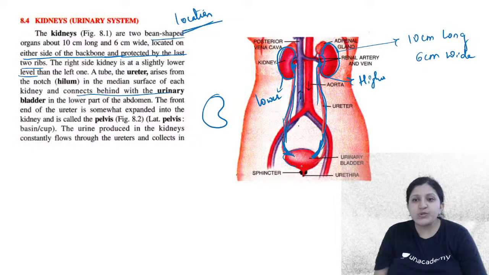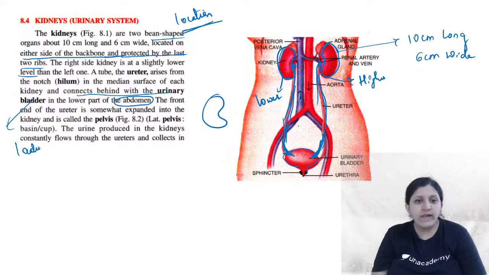So this one, what is this? This is actually the urinary bladder, in the lower part of the abdomen. So this is the location of the urinary bladder. Okay, so with respect to the ureter, you can write: a tube that enters. So basically the tube that arises from the notch in the median surface of the kidney and connects behind with the urinary bladder. So that you can mention. So here this is the ureter location.